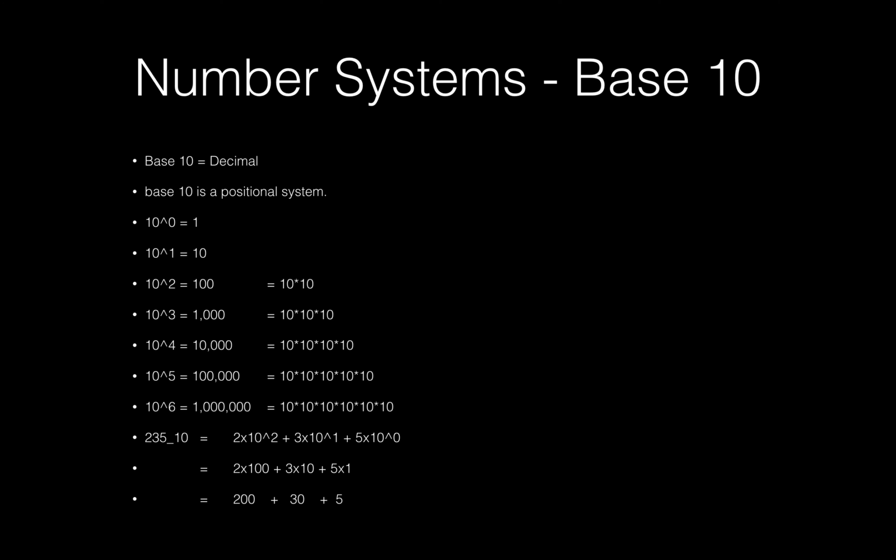This is a quick overview of how you describe base 10. It's basically a positional system, a base 10 positional system, and the example here is self-explanatory. If you want to describe 1, it's basically 10 to the 0. If you want to describe 10, it's 10 to the 1. If you want to describe 100, it's 10 to the 2.